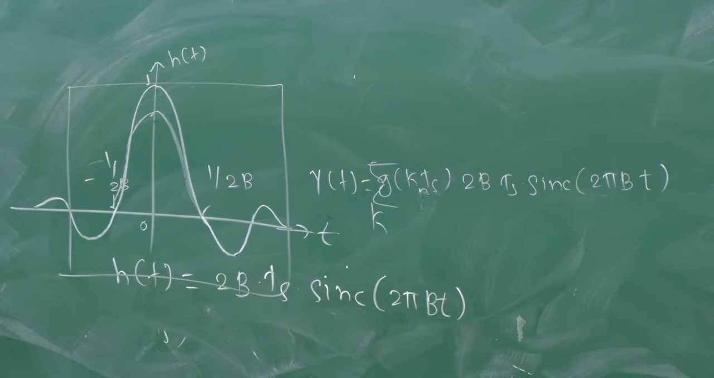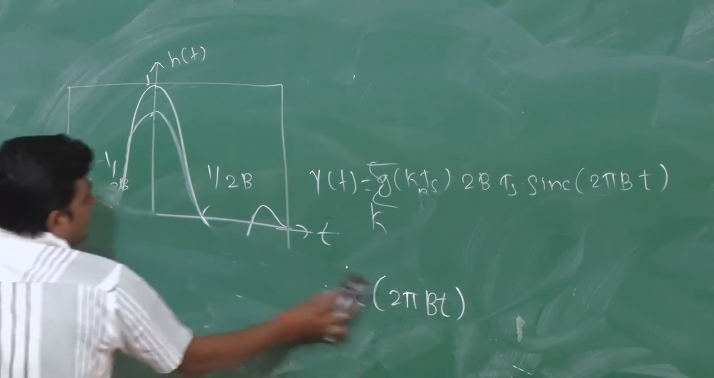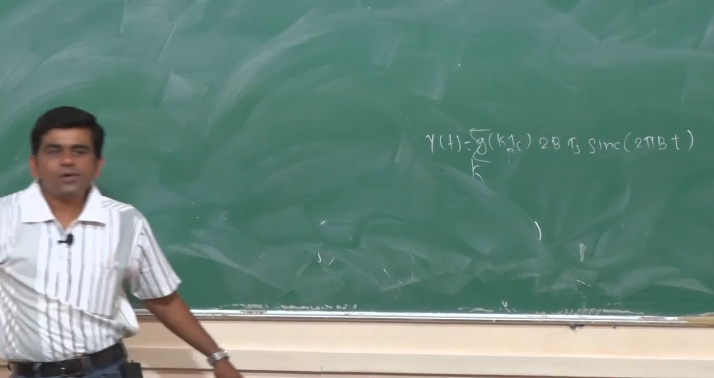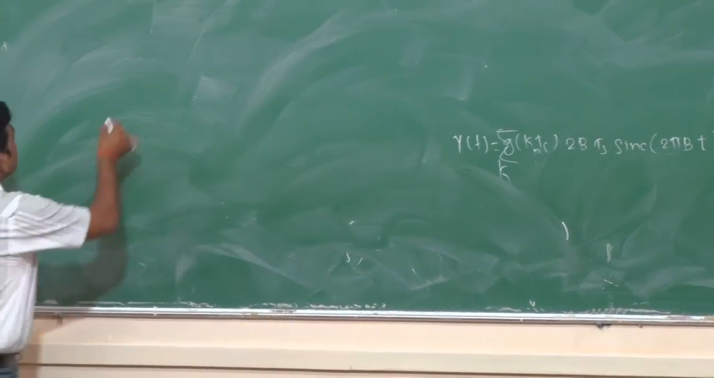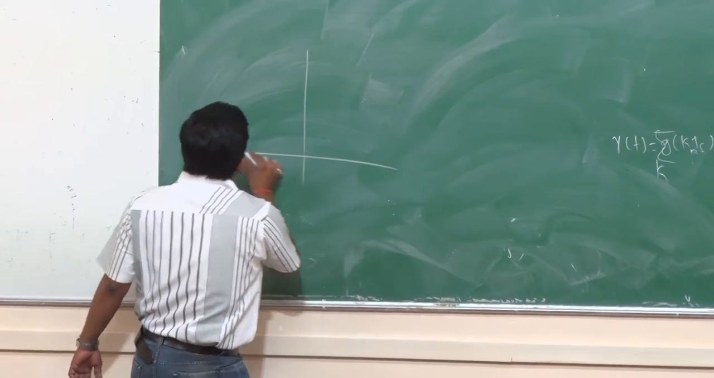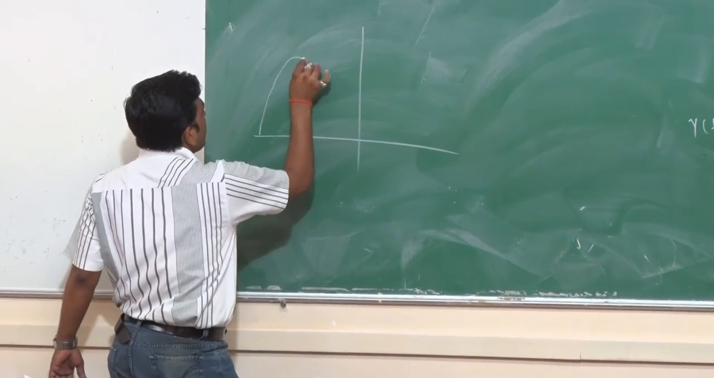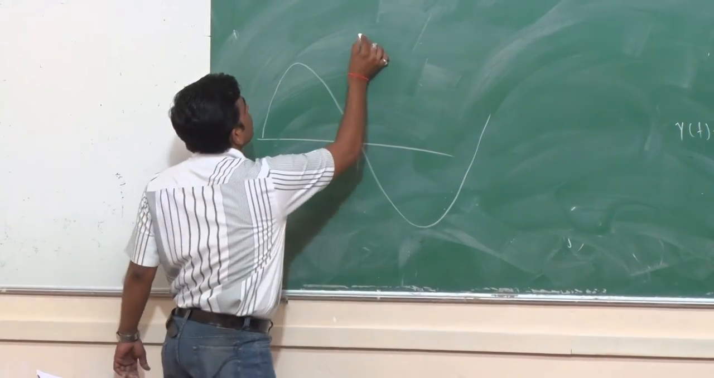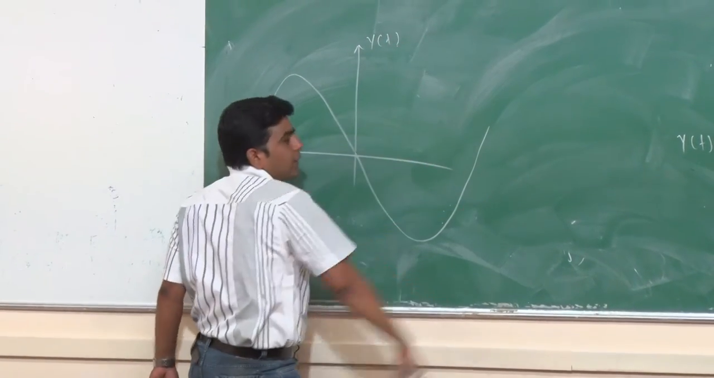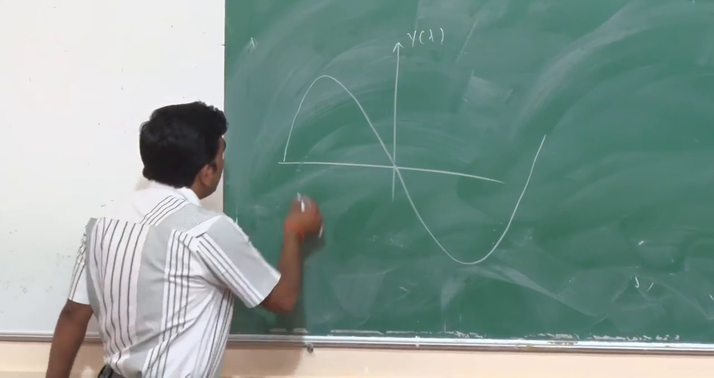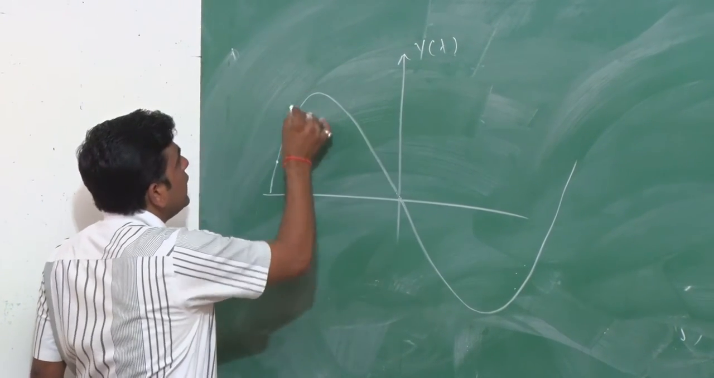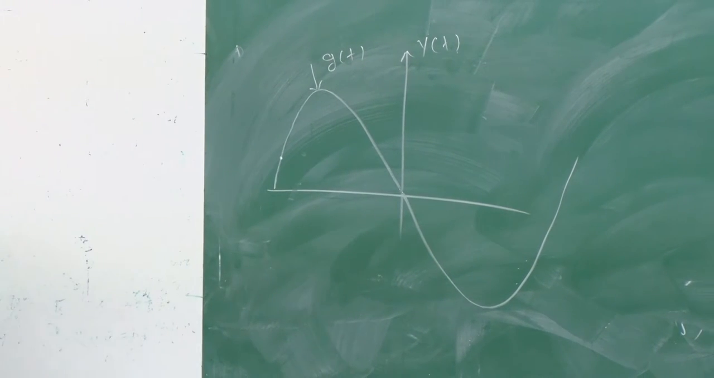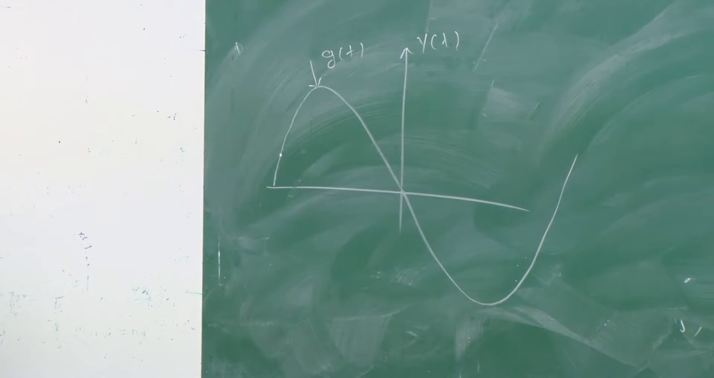So can we reconstruct this diagram? Can we draw the y of t? Yes or no? So here, this will give the y of t, the output of your filter. Just assume that this one is the continuous signal, g of t. Agree? g of t, continuous signal, analog signal.